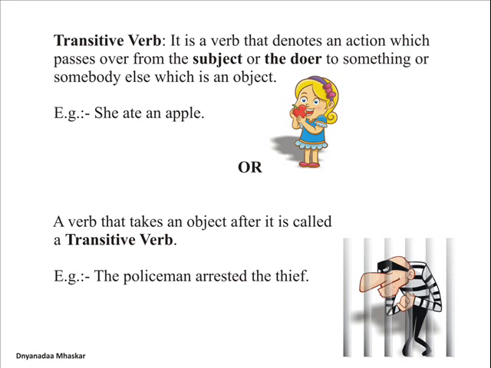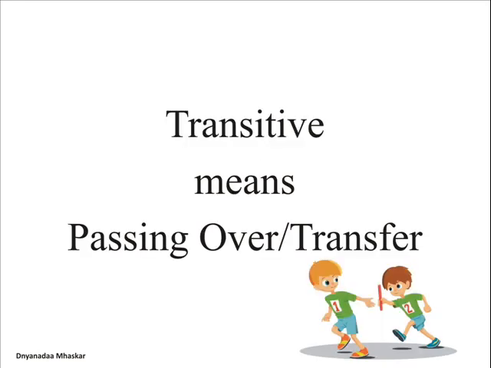Example, she ate an apple. Or a verb that takes an object after it is called a transitive verb. Example, the policeman arrested the thief. Transitive means passing over or transfer in simple words. When an action passes from the subject to the object, it is transitive.